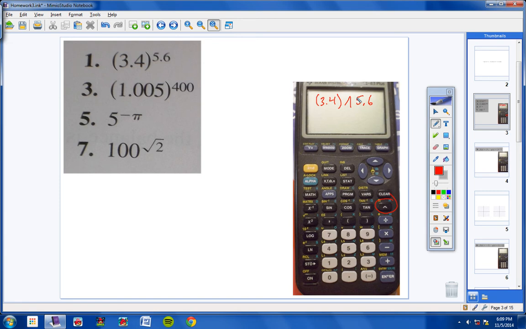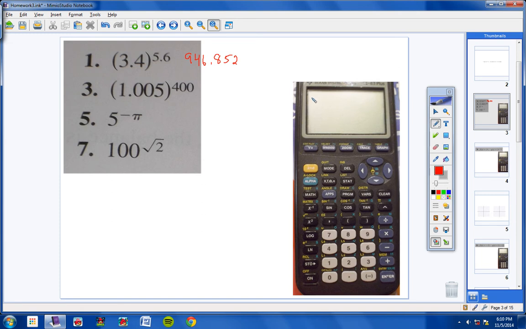3.4 to the 5.6 power, and the answer is 946.852. That does match the back of the book, and I did round that number. Alright, moving on to number 3.